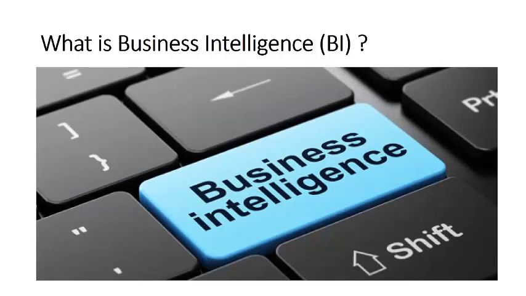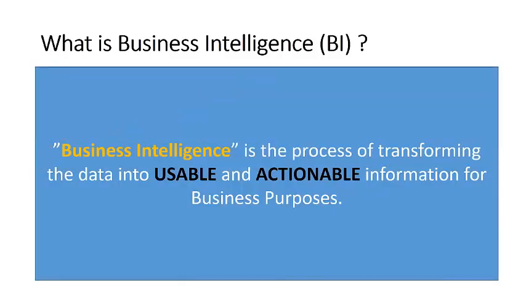It is very easy to understand business intelligence by reading the definition in simple sentences. The definition is: business intelligence is a process of transforming, that means changing, the data into usable and actionable information for business purposes. By looking at the definition, it is not 100% clear, because there are some words we know, like usable, actionable, changing, data, information.